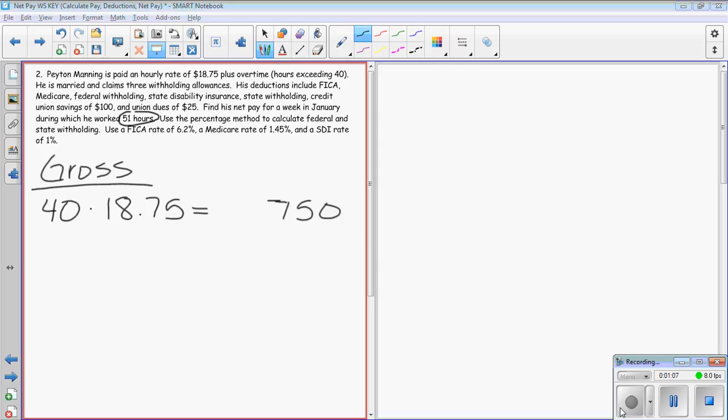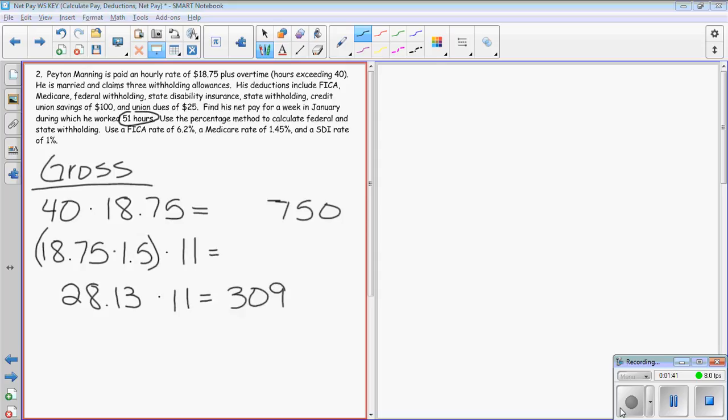Then to calculate his overtime, I have to find his overtime rate, which is $18.75 times 1.5 because he gets paid time and a half for all overtime hours. And then I'm going to multiply that number by 11. Now remember, you have to round this first before you multiply it by 11, or you may have a tiny little mistake. If you multiply this and round it, you get $28.13. That's his overtime rate. Multiply those two and you get $309.43.